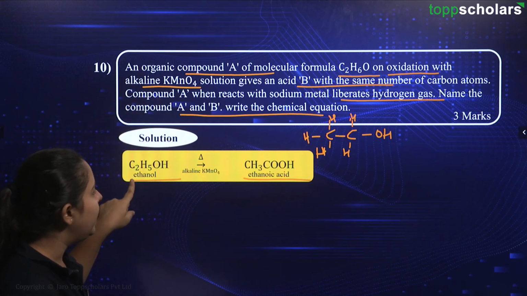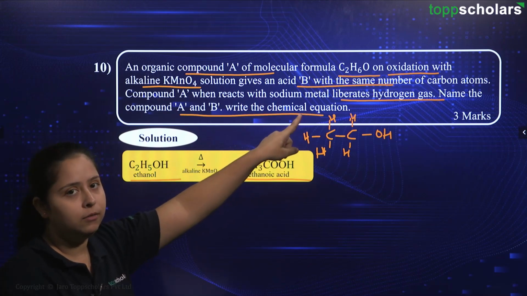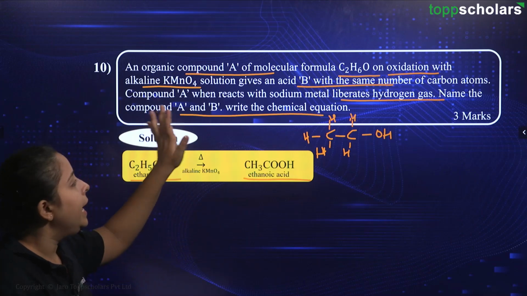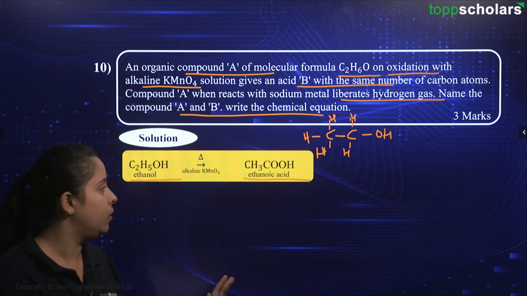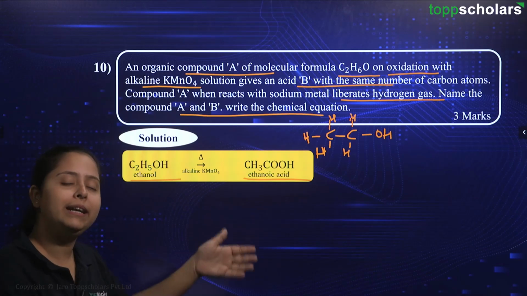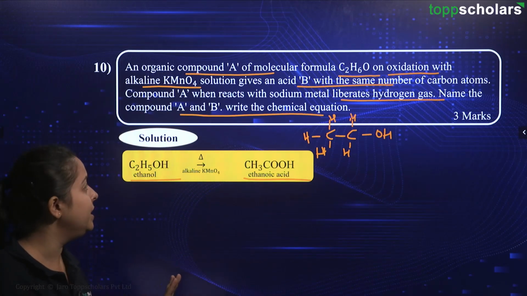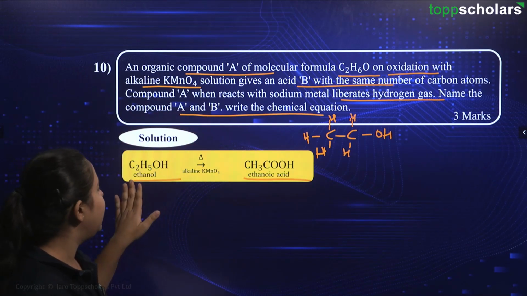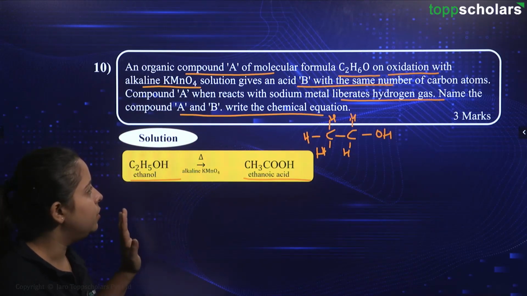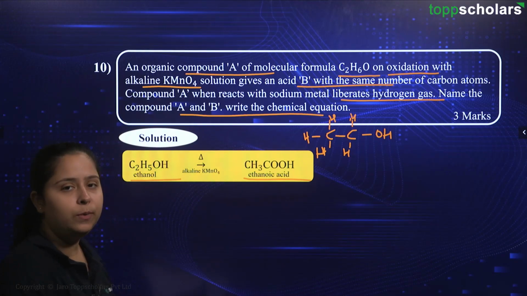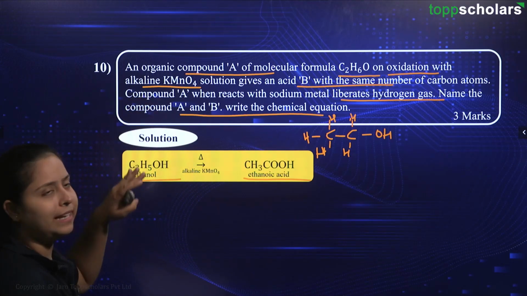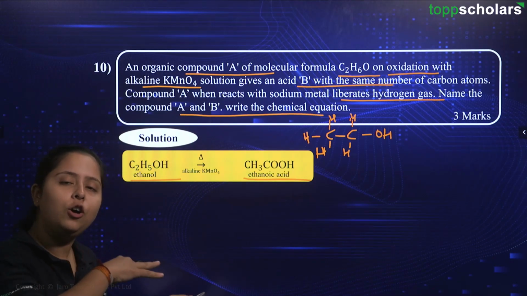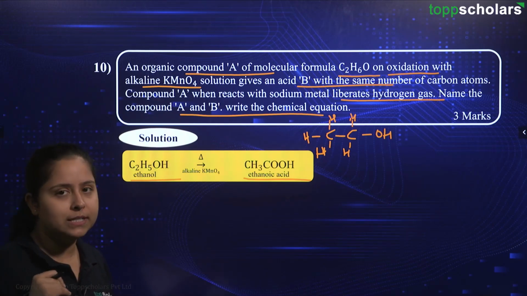Now this compound A, when reacting with sodium metal, okay, so now we are reacting this ethanol with sodium metal. It will liberate hydrogen gas, that is for sure, because alcohol reacts with metals, so we will have the liberation of hydrogen gas. Now, the question says name the compounds A and B. That we have already done, and then we need to write the chemical equations. The first part we have done, let us go for the second part because we never know what question will actually come in your exam, so we should always touch each and every related topic.